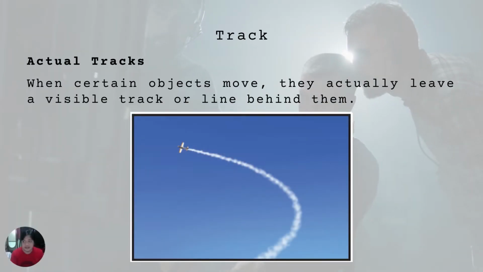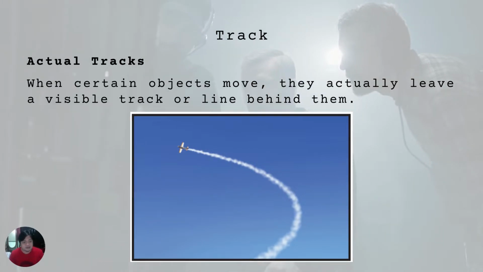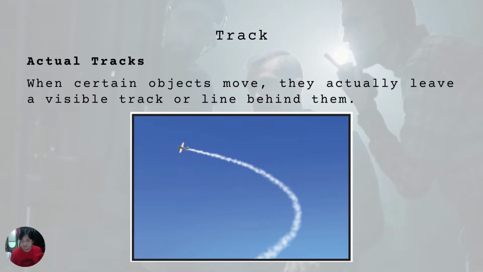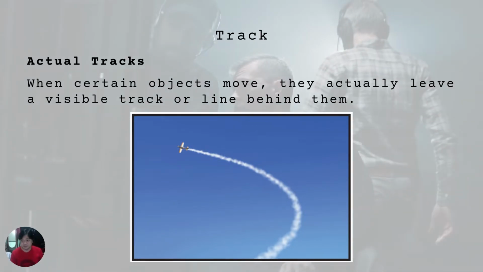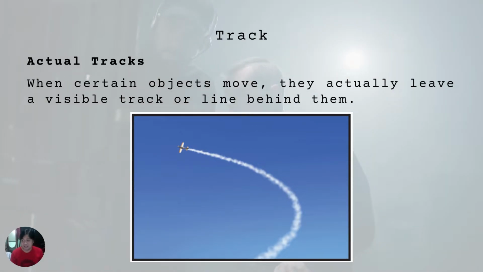Now, for example, first, we have actual tracks. When certain objects move, they actually leave a visible track or line behind them. In this example, a skywriting plane leaves a line of smoke behind it as it flies, and skiers moving down a snowy hillside produce a line in the snow with their skis.